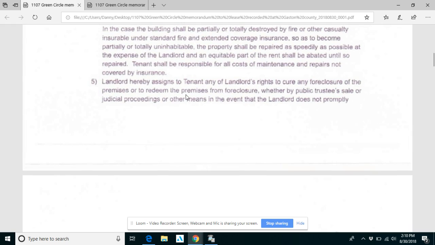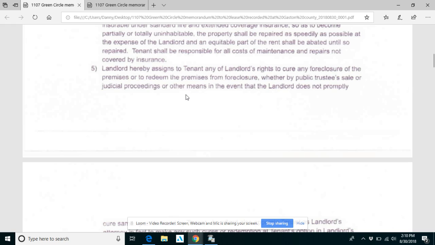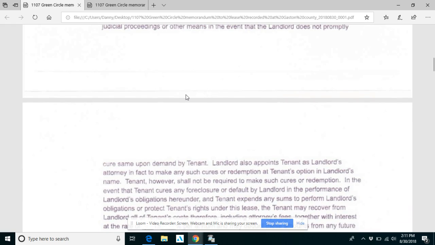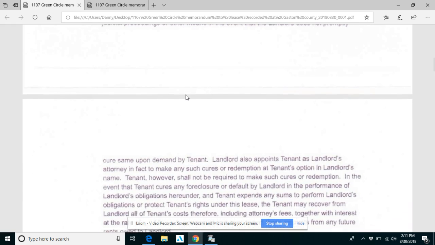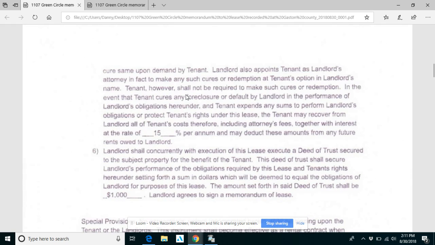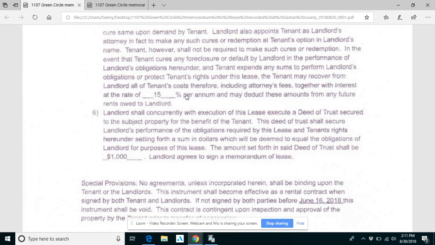And then this last part gets into the other obligation for the landlord. If there's a mortgage, they've got to make the mortgage payment. This gets into what happens if the owner of the property doesn't make the mortgage payment and goes into foreclosure. It gives me some rights to cure, basically catch up the mortgage.